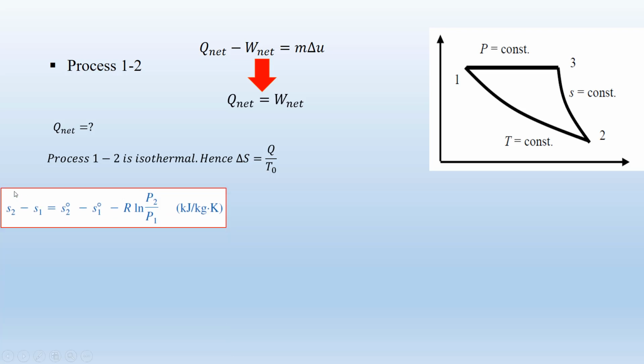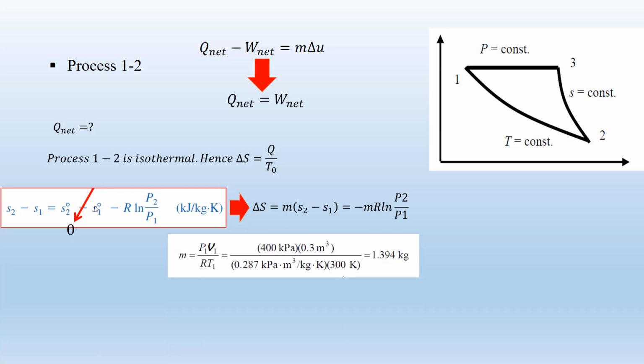So if you assume that we have variable specific heat, you can use this equation to calculate the delta S for air. So here the temperature is constant. So the first term will be 0 because S naught depends on the temperature. And then you need to find the R for air, P2 and P1 to calculate the delta S. Also, you need to multiply it by the M to calculate the total delta S.